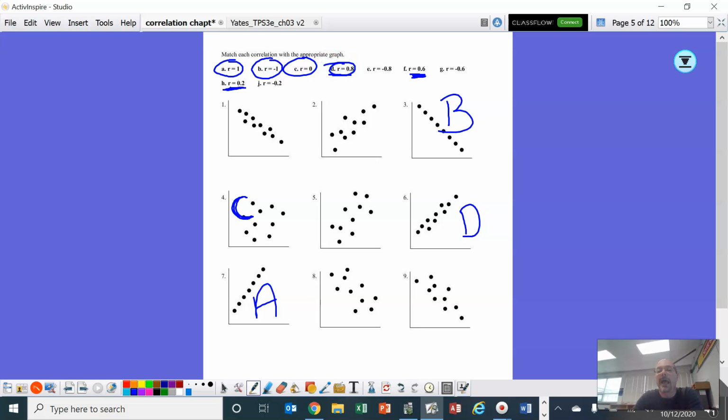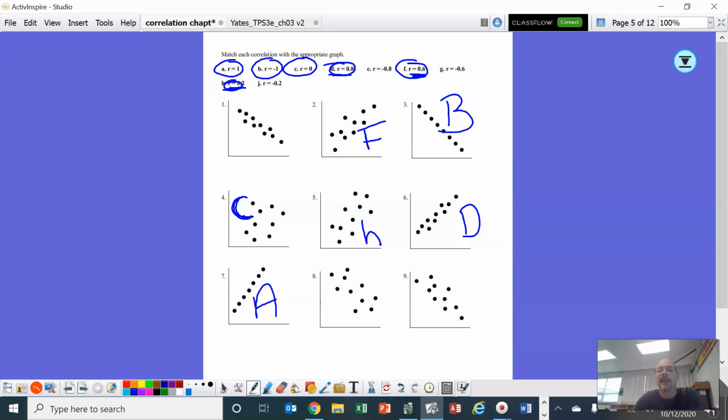Okay, now I'm going to look at number 2 and number 5. Number 2, the dots are closer together than number 5. So looking at the F and the H, the F is closer to 1, which means it's a little stronger, so that means this one is F, and then this one is the H.